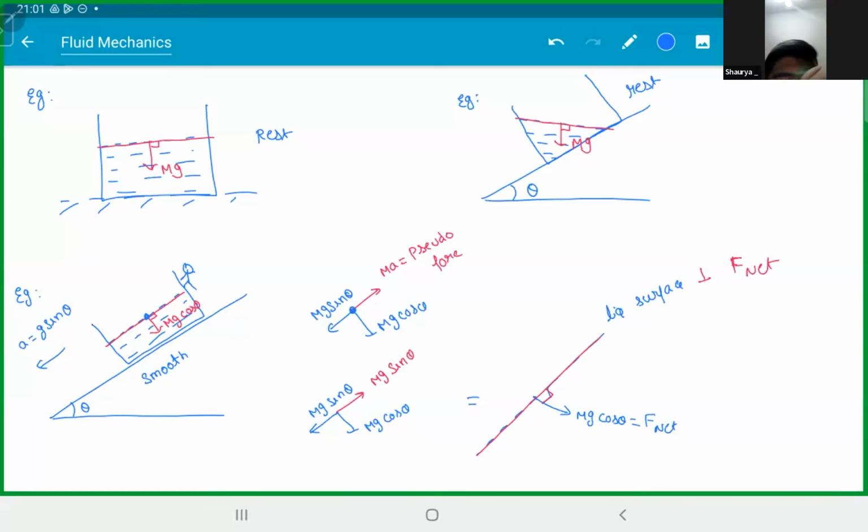Okay. Please check out this example. And see, I just taught you one concept till now. The net force is perpendicular to the surface. And with that, we are going to do some questions. Any doubts on these examples? Please ask.